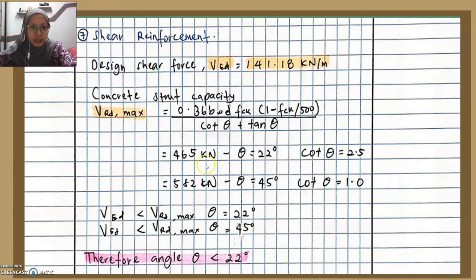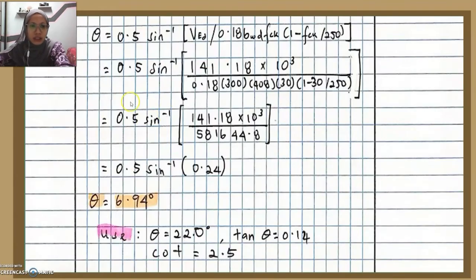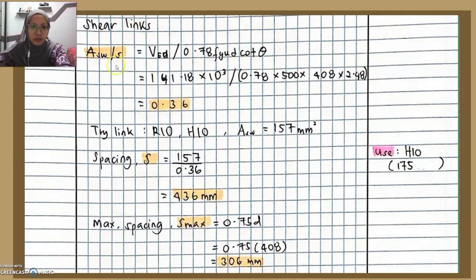Okay, the shear reinforcement. The design shear force, we get 141.18 kN per meter. So for the concrete strut capacity, we use the angle theta less than 22 degrees. So the theta, we get the answer 6.94 degrees. Okay, for the shear links, we get Asw over s of 0.36, where we try links R10 H10, Asw equal to 157 mm squared. The spacing, we get 436 mm. So the max spacing, s max, we get 306 mm. Therefore, we use H10 at 175.